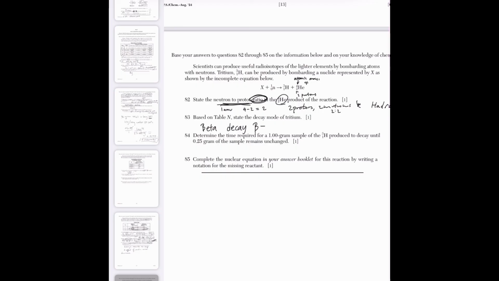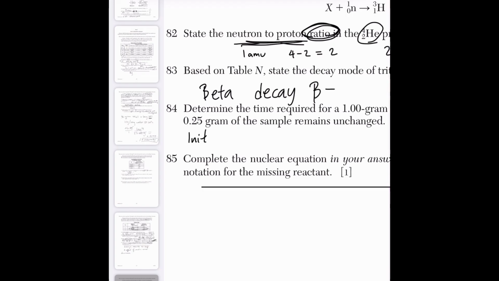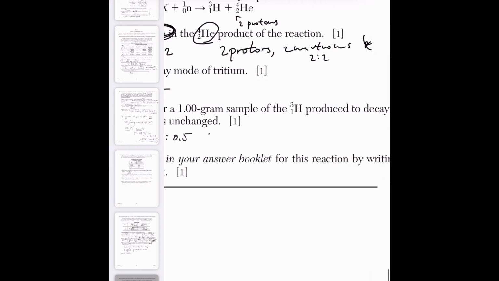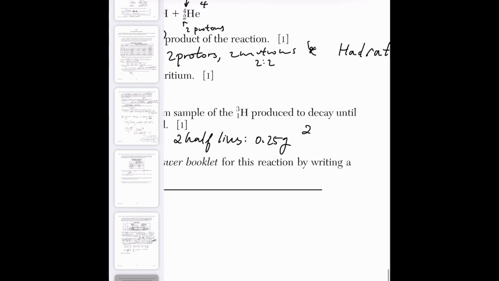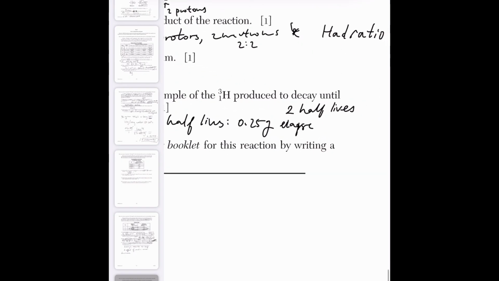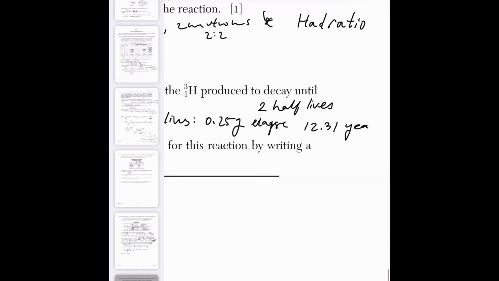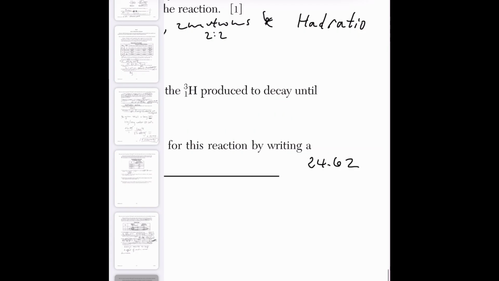And then determine the time required for a 1 gram sample of tritium produced to decay until 0.25 grams of the sample remains unchanged. So we start with 1. Well, after 1 half-life, you have 0.5 grams. 2 half-lives, 0.25 grams. So 2 half-lives have to elapse. The half-life of tritium, according to the reference table, is 12.31 years. 12.31 years times 2 is 24.62.